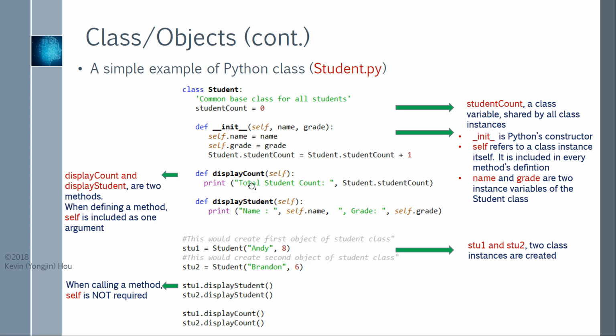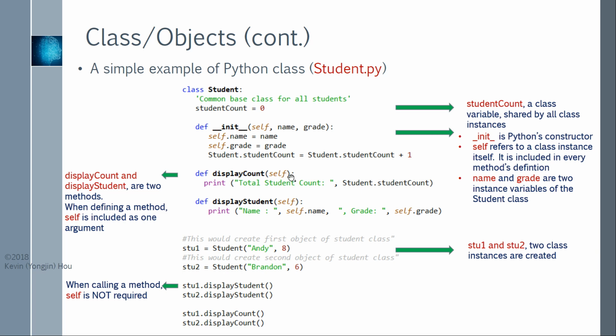Then within the class, we also have two additional methods. The first method, called display count, as you can tell, is very simple. It just displays the count of total students, which is a class variable. And there's another method called display student. Within this method, it will print out the name and grade of a specific student, or a specific instance of the Student class.